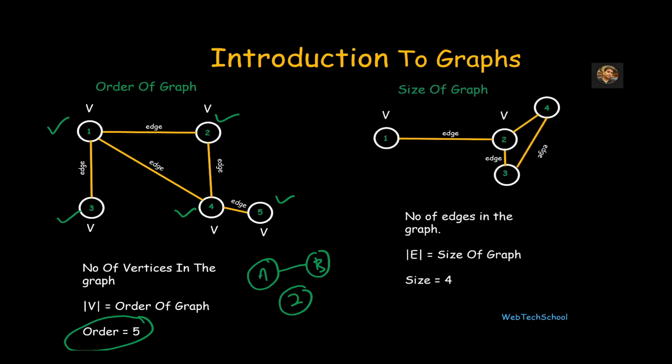Next is size of a graph. The number of edges in the graph is called the size of the graph. For the given example, we have edges 1, 2, 3 and 4. Then the size of the graph would be 4.